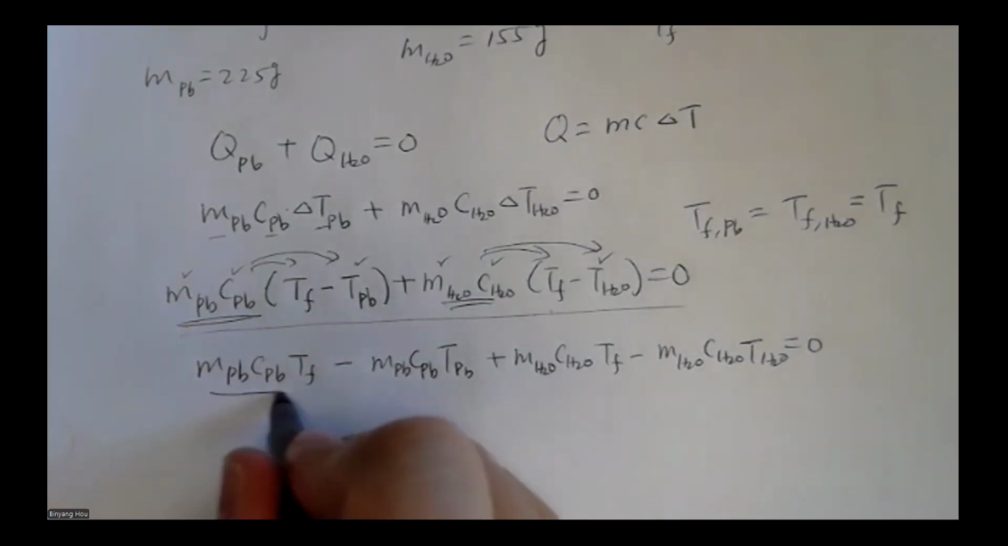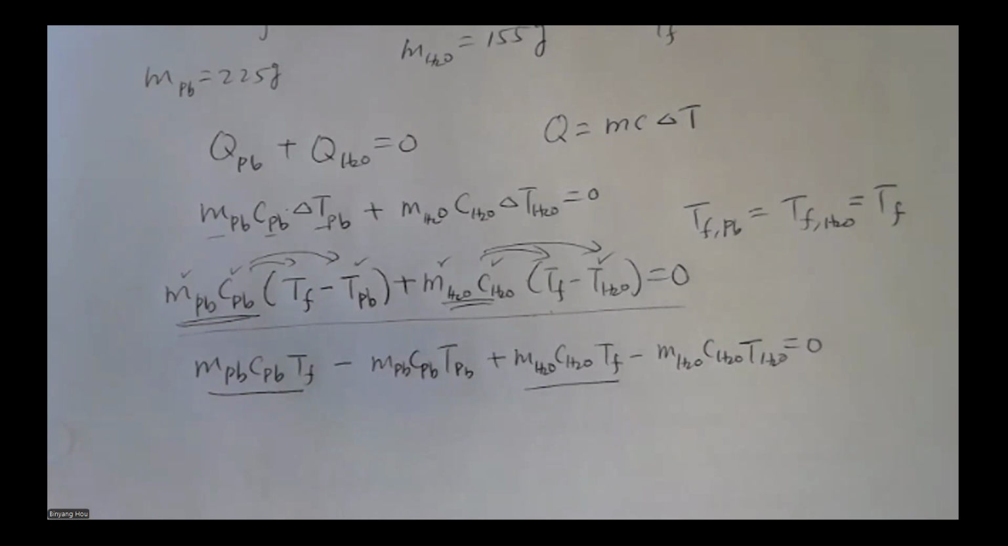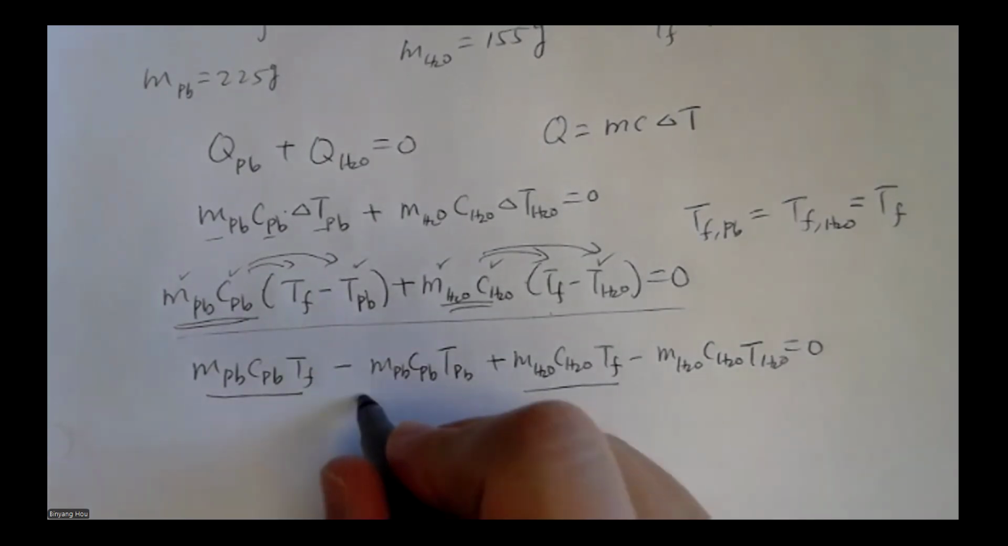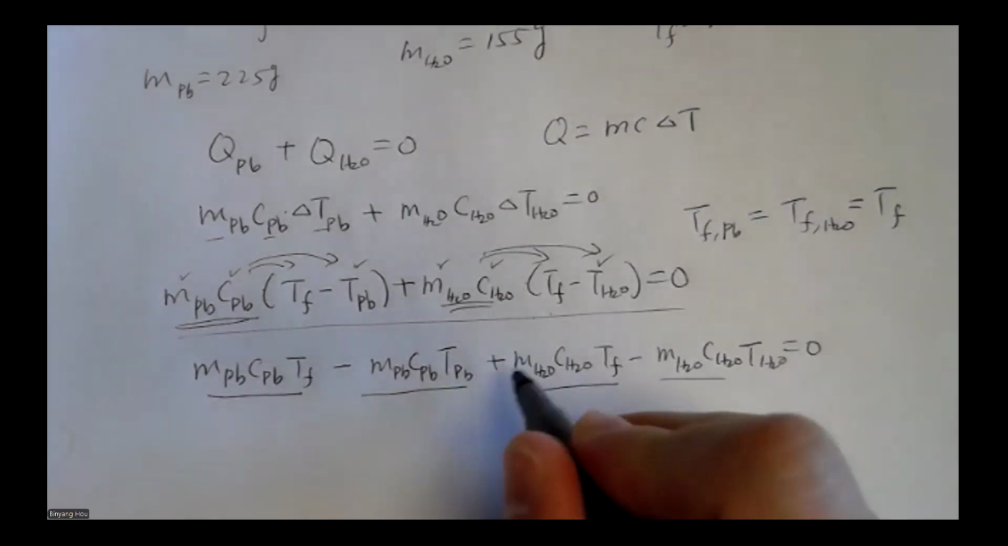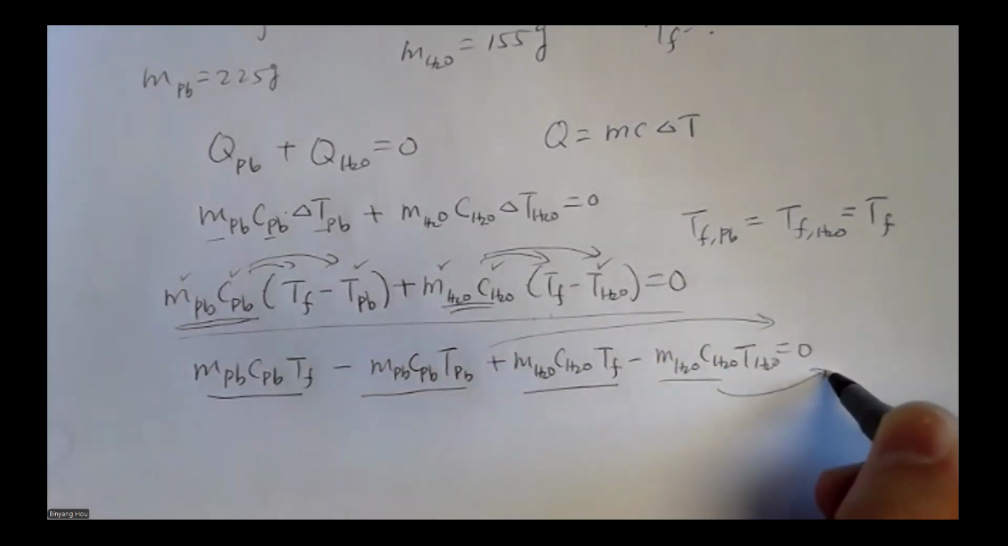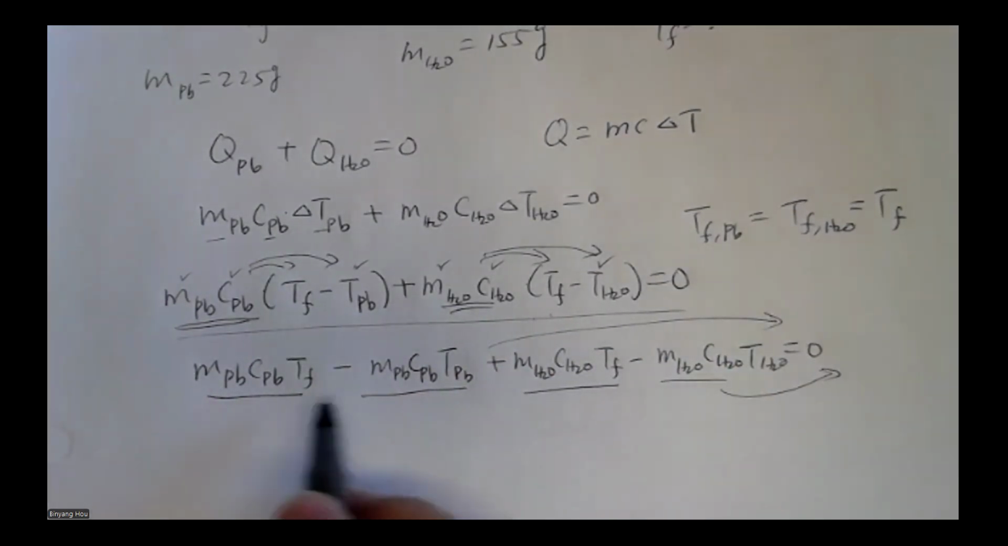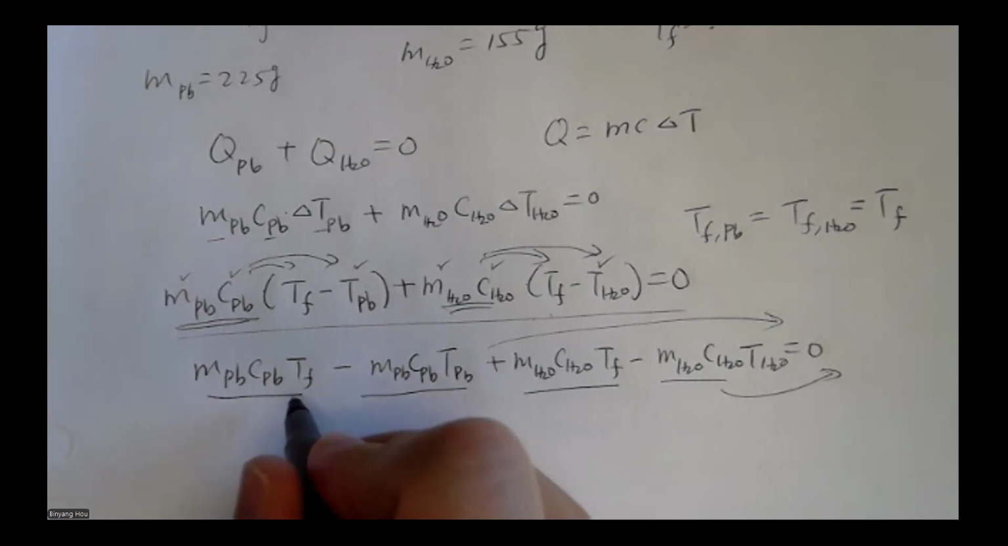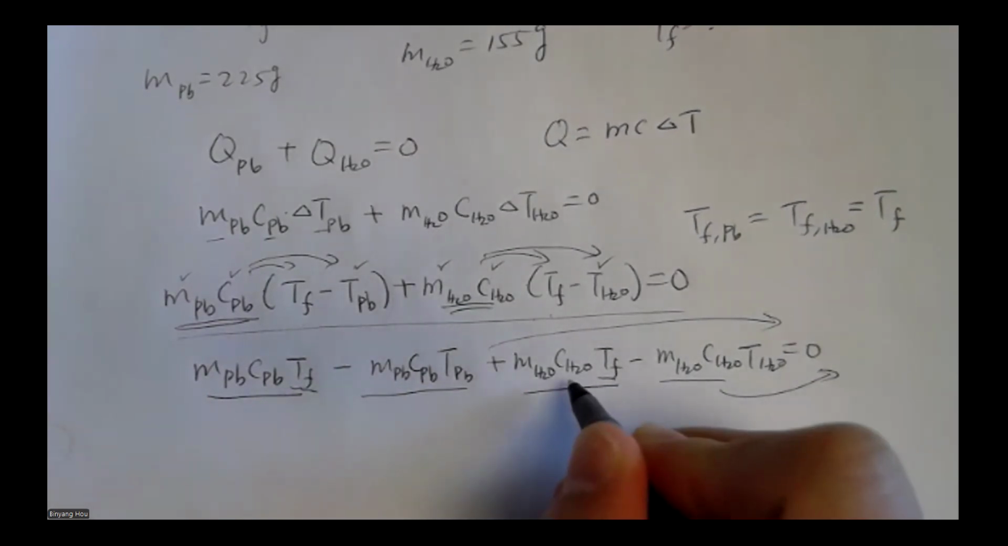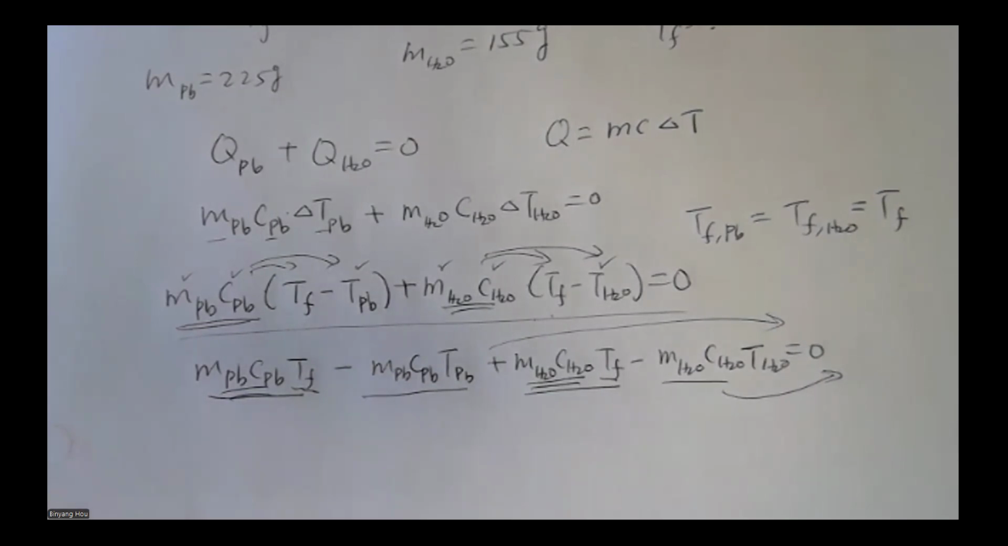Okay, so combine these two that have the unknown that we are looking for, and then we'll move the rest to the other side of the equation, right? All right, these two combined, they are both positive, TF, TF. So then we'll add these two up.